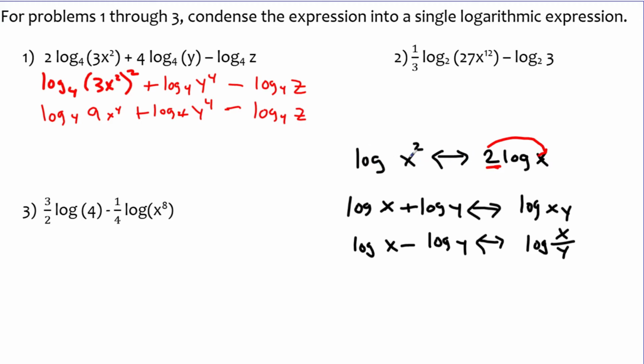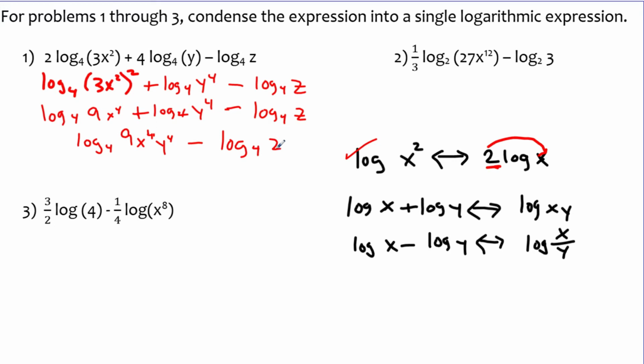Okay, so now I'm just going to go left to right. I've done all of the coefficients. That's finished. So now I'm going to use these other 2 properties. Anytime I see addition between 2 logs, I'm going to multiply. That's happening right here. So I can multiply together the 9x to the 4th and the y to the 4th and combine them into a log. So log base 4 of 9x to the 4th, y to the 4th. We can't combine those really, so this is the best that I can do. And then I still have this log z.